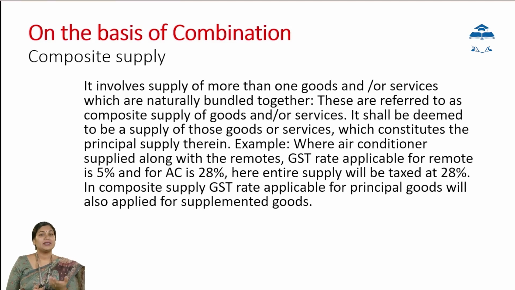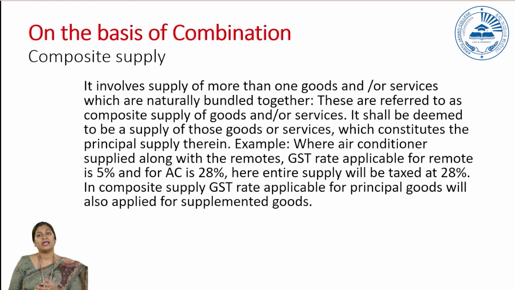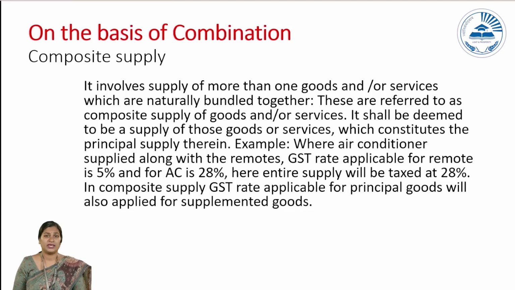Here the predominant element is the laptop in one case, and the AC in the other. The ancillary product which comes along with it is the remote, or a laptop bag. All these are ancillary to it. So these goods are naturally bundled and sold together. In this case, the tax rate of the predominant element in that particular group of goods will be applicable to the entire bundle. So if AC is 28% and remote is 5% GST, then the entire supply will be taxed at 28%. So this is an example of composite supply.